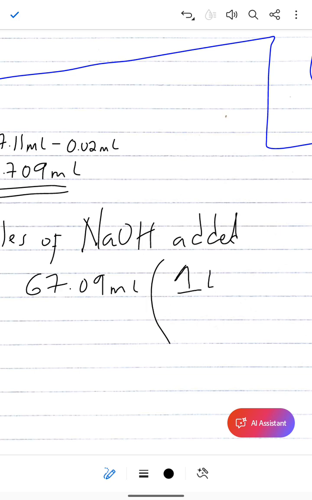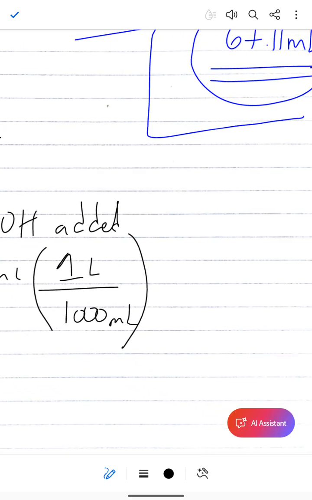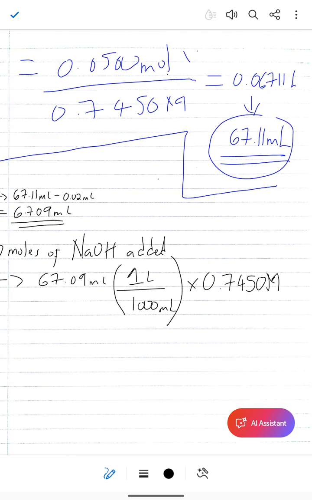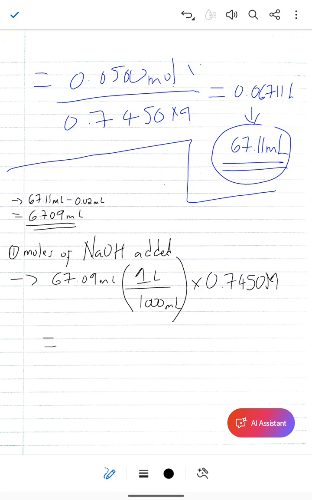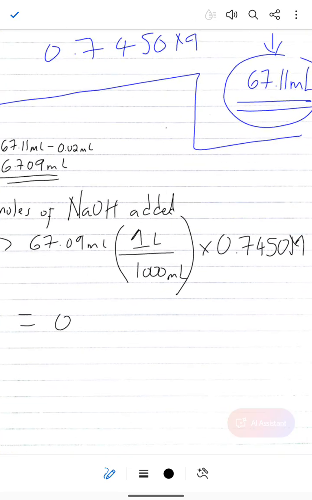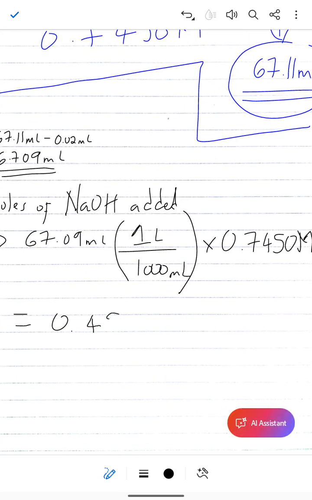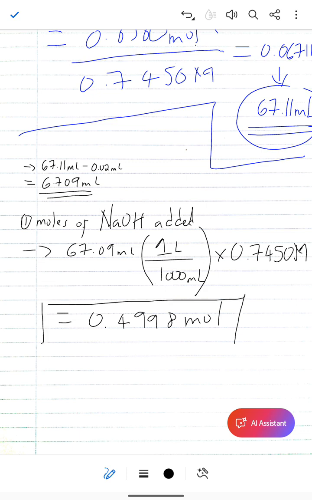That's 1 liter over 1000 ml, then multiplied by the molarity, which is 0.7450. Yes, so then this will give me 0.4998 moles. So we are going to need this. So I'm just trying to find the moles of sodium hydroxide added, right?